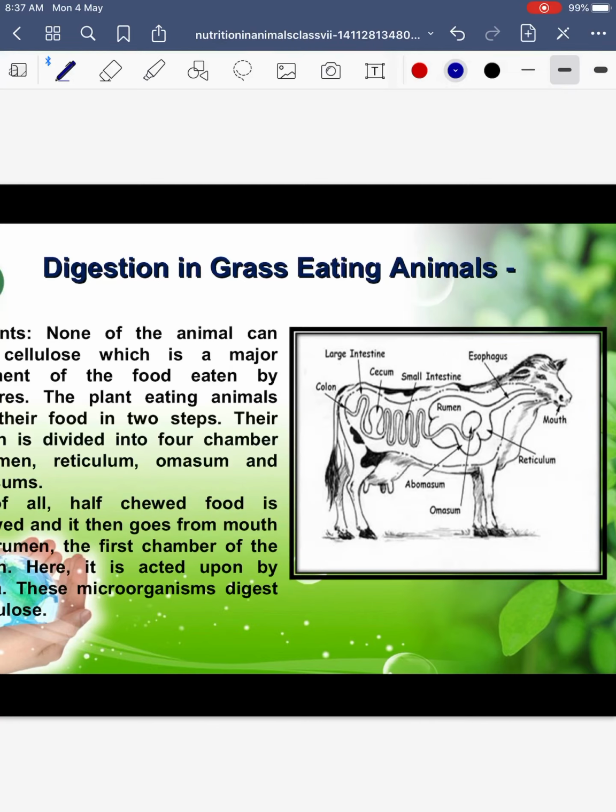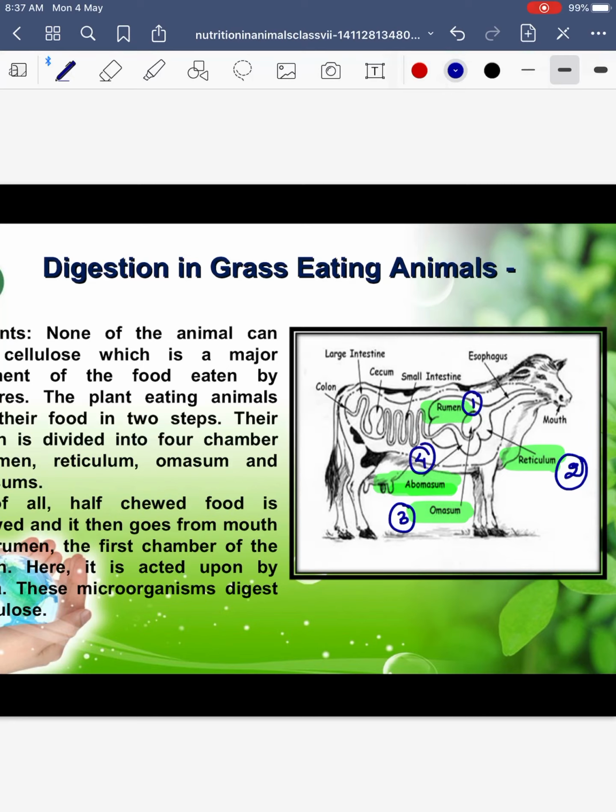In case of animals like the cow, their stomach is divided into four compartments or four chambers. What are they? The first is the rumen. The second one is the reticulum. The third one is the omasum, and the last one is the abomasum. So the third chamber was the omasum and the fourth one was the abomasum.